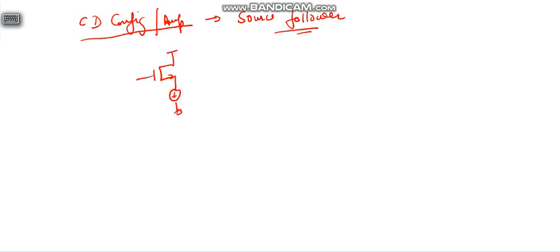So this is VDD, this is Vi, this is Vout. This is some bias current IB. First we will prove why this is known as a source follower. One more thing here: the drain node is common to both input and output. That's why it is known as common drain configuration. Now we will prove why this is known as source follower configuration.